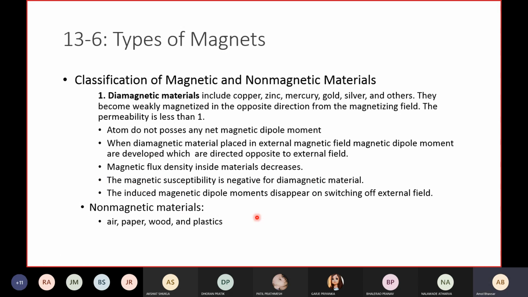The induced magnetic dipole moment disappears on switching off the external field. As soon as you remove the external field, the dipole moment gets destroyed, and the moments come back to their original position. It means there is no dipole moment once you switch off the external field. Non-magnetic materials are air, paper, wood, and plastic.